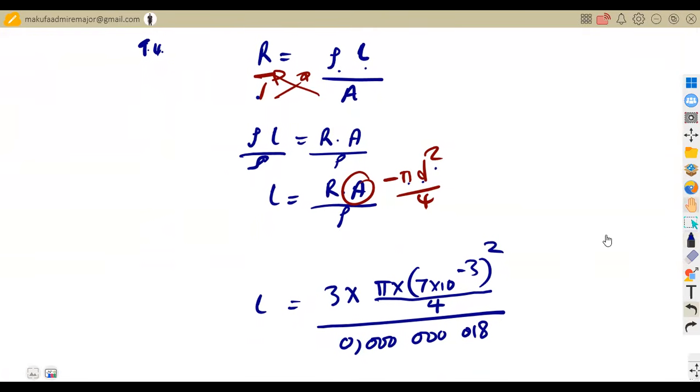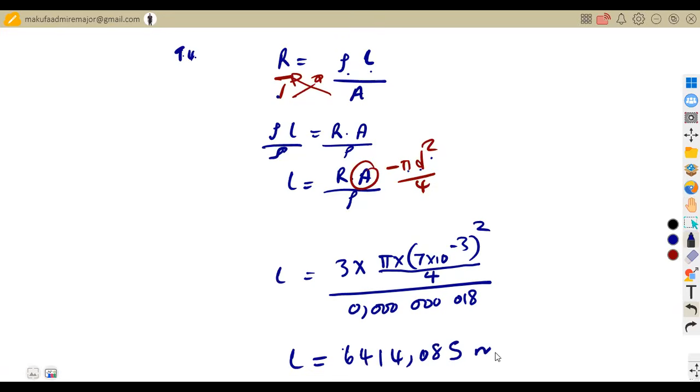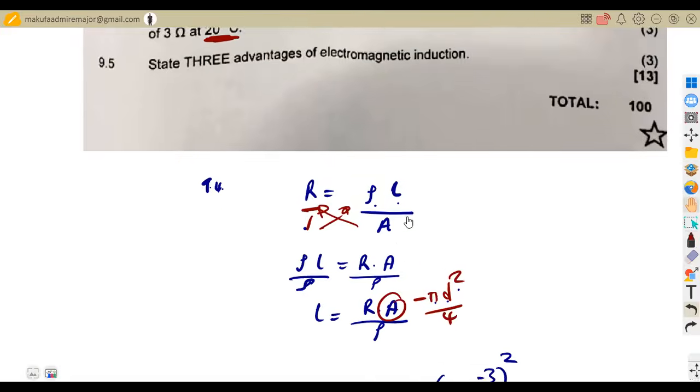Please make sure that you use your calculator properly on this part. Since we converted the diameter to meters, this length is going to be found in meters. You're going to obtain something like 6,414,085, which is in meters. To convert back to millimeters, you just multiply by 10 to the exponent of -3, or just leave it like that in meters as it is, still one and the same thing.